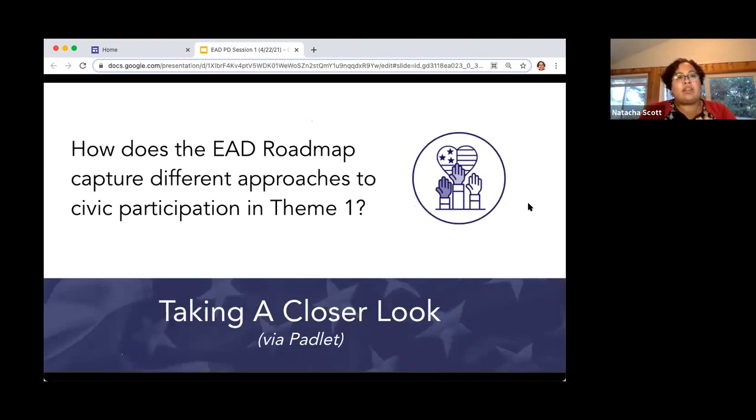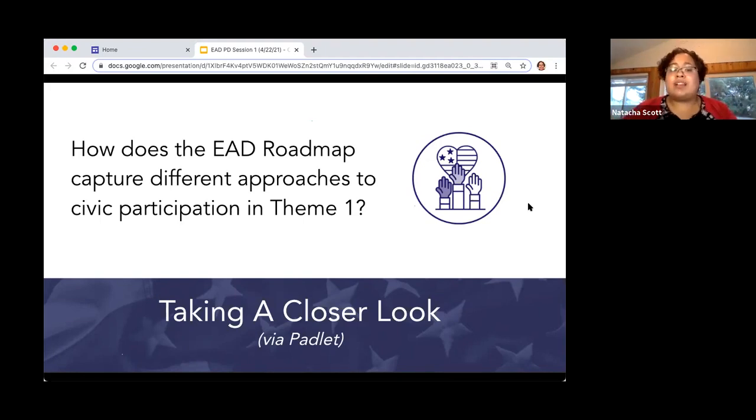Now, one of the things that I want us to do now is actually take a look at some of the driving questions. So I'm going to pull back one of the earlier slides, and I want us to take a look at the driving questions and think about how the EAD roadmap and just some of the history driving questions and the civics driving questions capture different approaches to civic participation in theme 1?